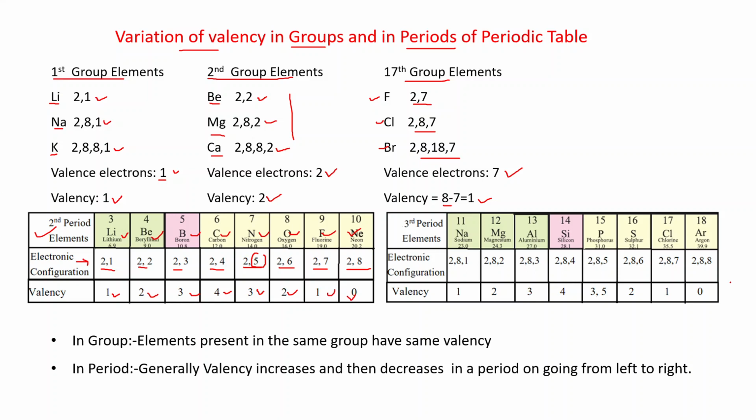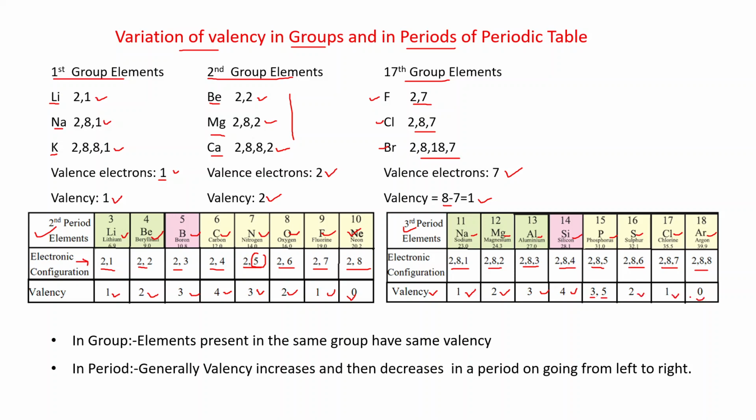In the same way, these are the period 3 elements: sodium, magnesium, aluminium, silicon, phosphorus, sulfur, chlorine, and argon. And the electronic configurations: sodium 2, 8, 1, magnesium 2, 8, 2, aluminium 2, 8, 3, silicon 2, 8, 4, phosphorus 2, 8, 5, sulfur 2, 8, 6, chlorine 2, 8, 7, argon 2, 8, 8. Now the valency with the help of these: sodium is 1, magnesium 2, aluminium is 3, silicon is 4, phosphorus 3 and 5, sulfur 2, chlorine is 1, argon is 0.